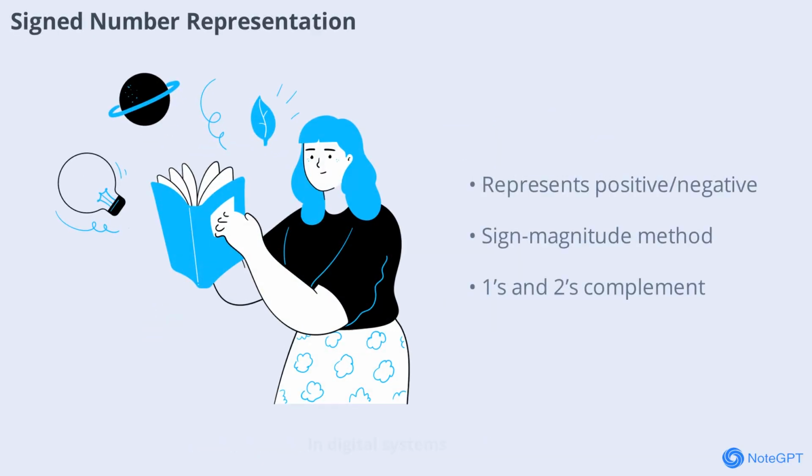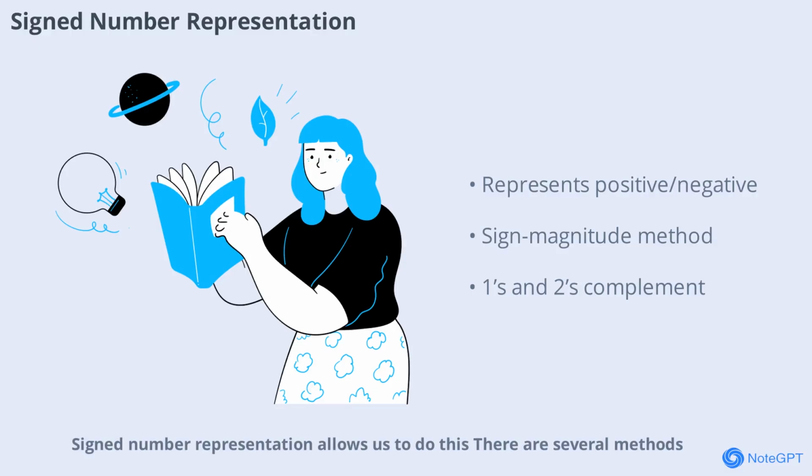In digital systems, it's important to represent both positive and negative numbers. Sign number representation allows us to do this. There are several methods including sign magnitude, ones complement, and twos complement. Each method has its own advantages and is used in different contexts within computer systems.